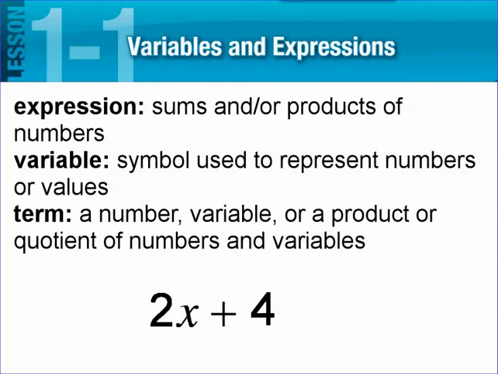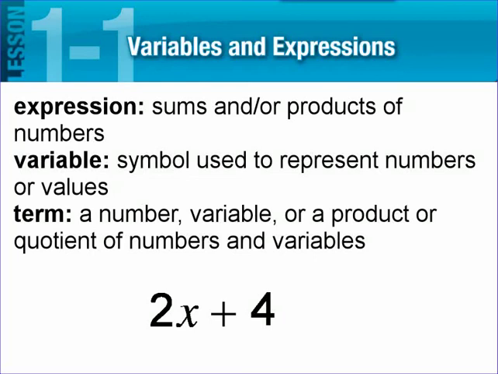Okay, you should already know an expression is basically sums and or products of numbers. An expression does not have an equal sign. That's what you need to remember here. A variable is a symbol used to represent numbers or values. Most famous variable used is probably x. You could have y, n, m. And then a term is a number or a number variable or a product or quotient of numbers and variables. That is what's called a term.